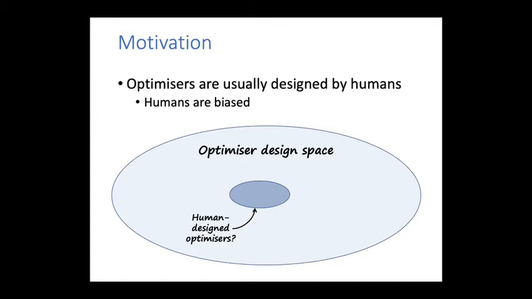The optimizers we use are designed by humans, and we know that humans are fairly biased in the way we think about things. We have this common idea in evolutionary computing that the space of designs produced by humans is only a subset of the overall design space. And it seems likely this is also the case for optimizers.